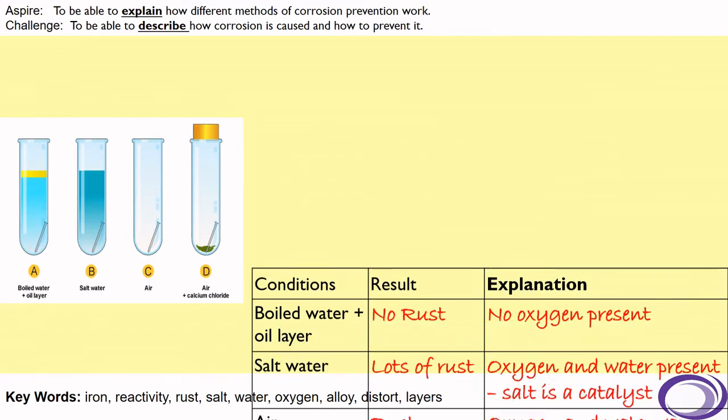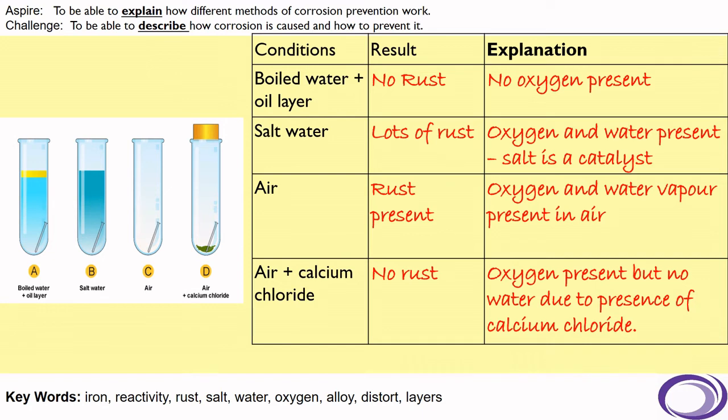So, the nail that was in the conditions of boiled water and an oil layer would not rust. The reason for that is when you boil the water, the oxygen that was previously dissolved into it is removed, and the oil prevents any more oxygen dissolving into that water.